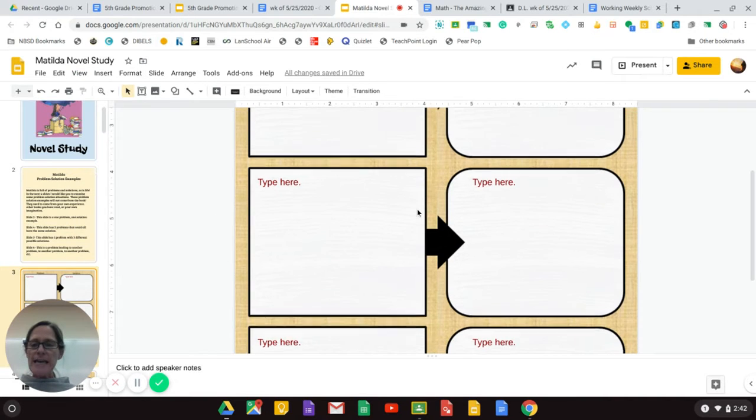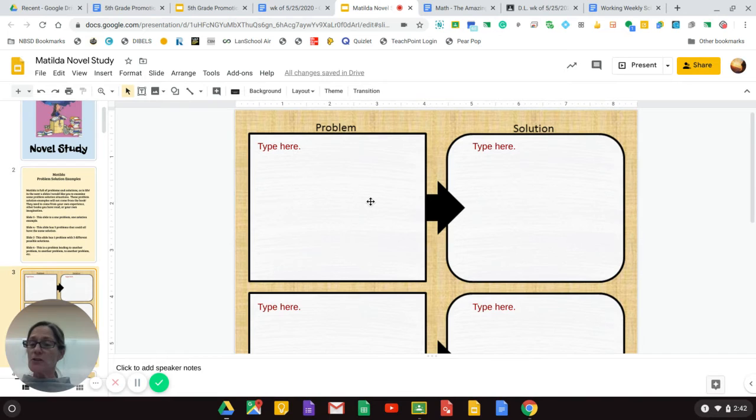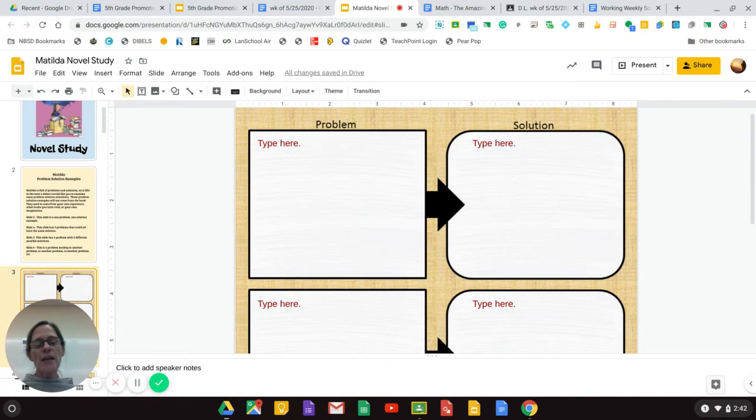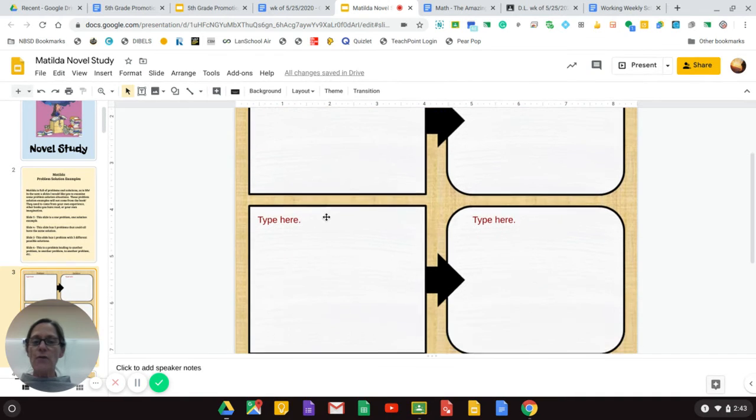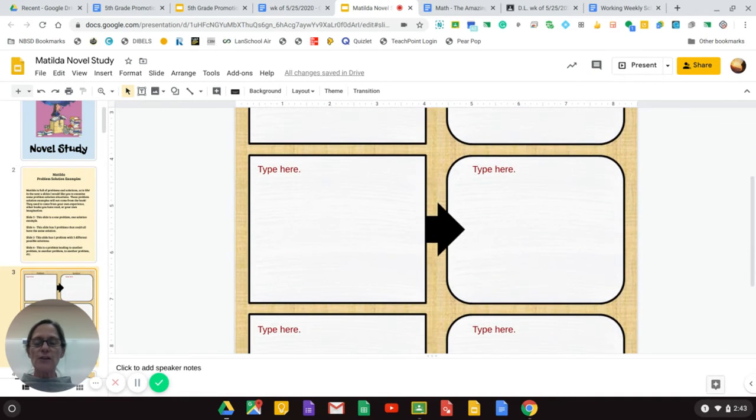So Monday, you're going to work on, Tuesday, you're going to work on slide 3, and you're going to work on problems and solutions. And many times there is a problem and a solution, and they don't overlap. This problem happens, and there's this solution, and it solves it. I want you to come up with 3 problems and 3 solutions. You don't have to have read the book yet.